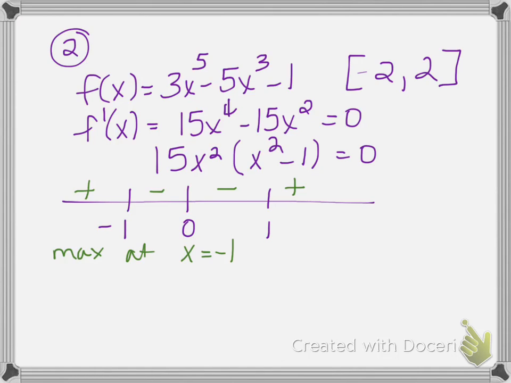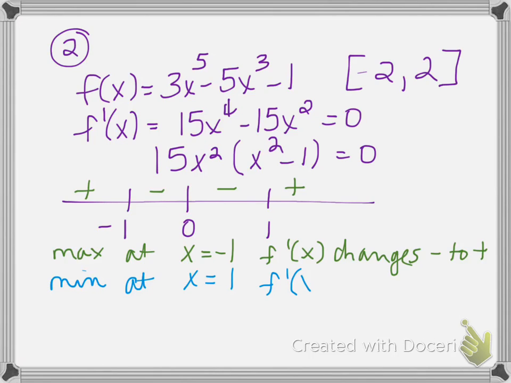And so what I know is that there's a max at x equals -1, since f prime of x changes negative to positive. I know that there's a min at x equals +1 because f prime of x changes... this is supposed to be negative to positive, and I realize I made a mistake. This is supposed to be positive to negative.